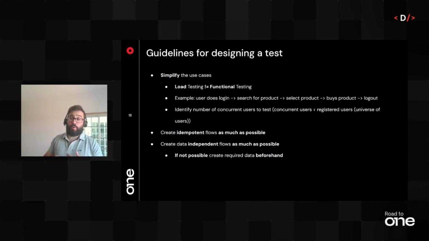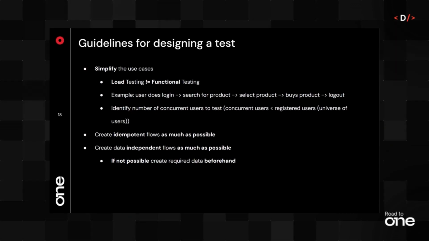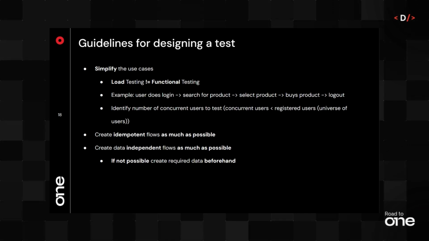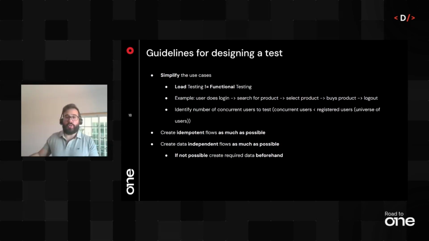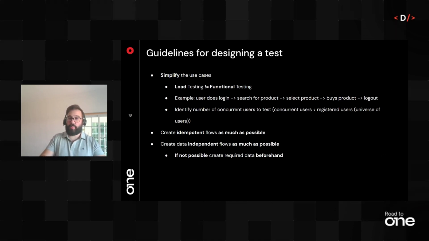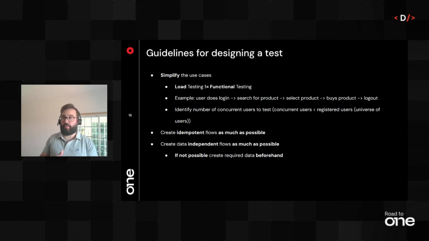Another thing is to properly identify the number of concurrent users that we expect to have in our system, or that we already have in production, and then we use that number for our tests. So the concurrent users, or the number of users that we will launch in the test, is different from the number of registered users or the whole universe of users. So what we want to test is actually how many users at the very same time are performing a certain action or a certain group of actions.